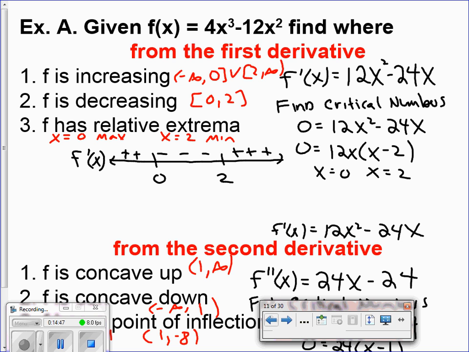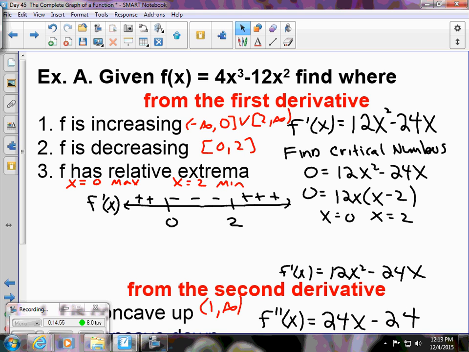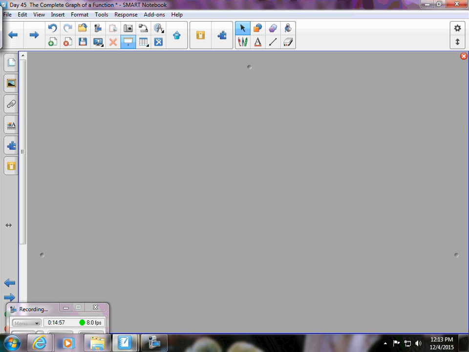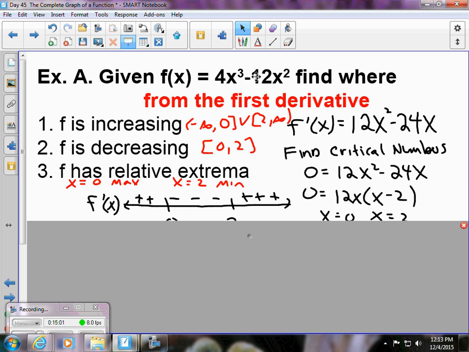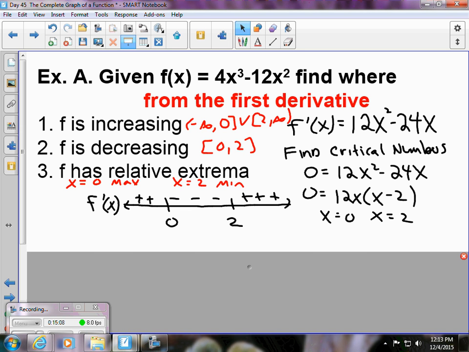Okay, we're going to go over this now. So we're going to go over this one. You had to first get the first derivative. You should have 12x squared minus 24x. You find your critical values, and hopefully you got 0 and 2. And you made a sign chart for the first derivative, and the pattern was positive, negative, positive. You got that? Nice. All right, actually, let me just put that on mine.